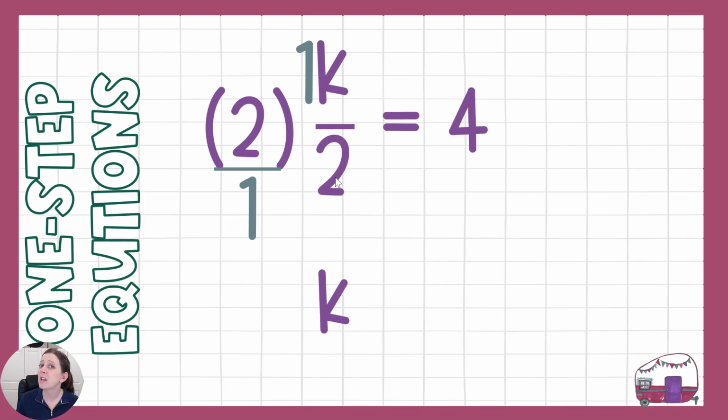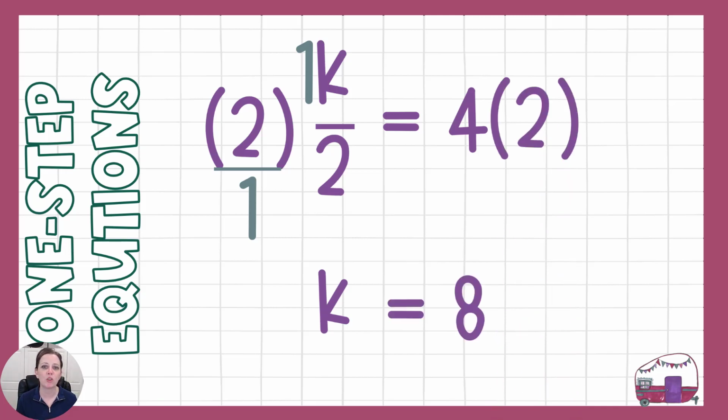Now to keep everything balanced, I'm going to go to the other side and multiply by 2. 4 times 2 is 8. I can go plug that in and check it. 8 divided by 2 is in fact 4.